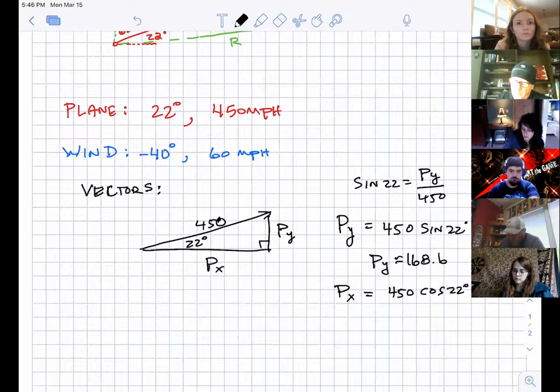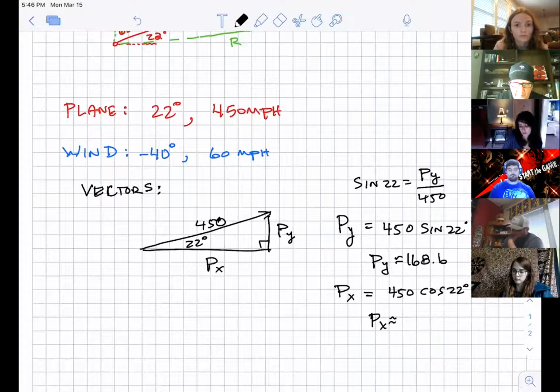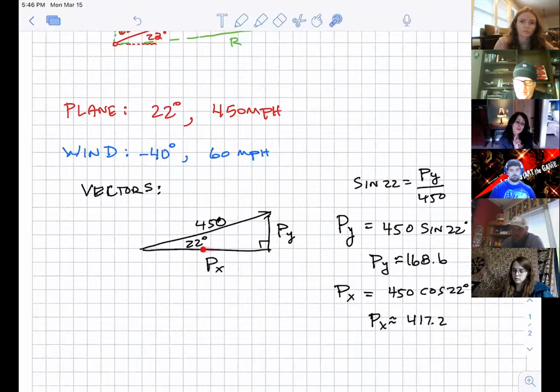And you get a much larger value there. So you get P of X is approximately 417.2. I'm hoping that you're not surprised by that. In other words, that angle 22 is so small that the X component of that 450 is going to be pretty big. It's going to be pretty close to the same, definitely smaller, but pretty close to the same thing.